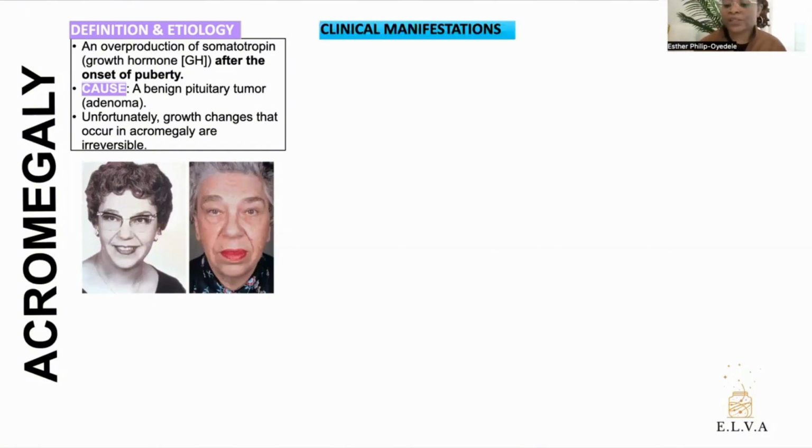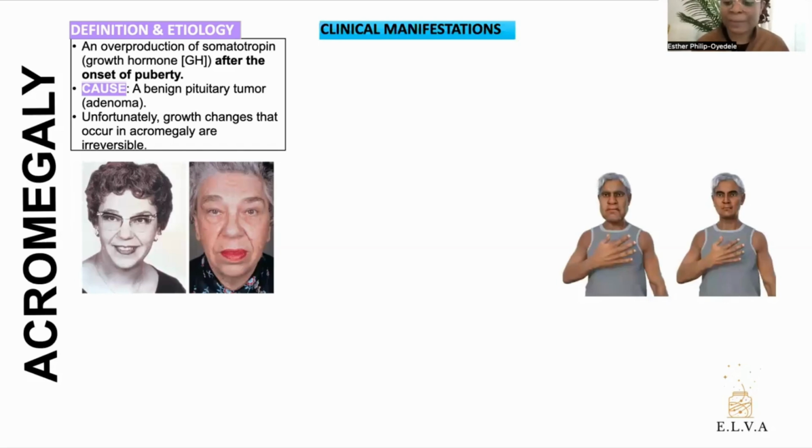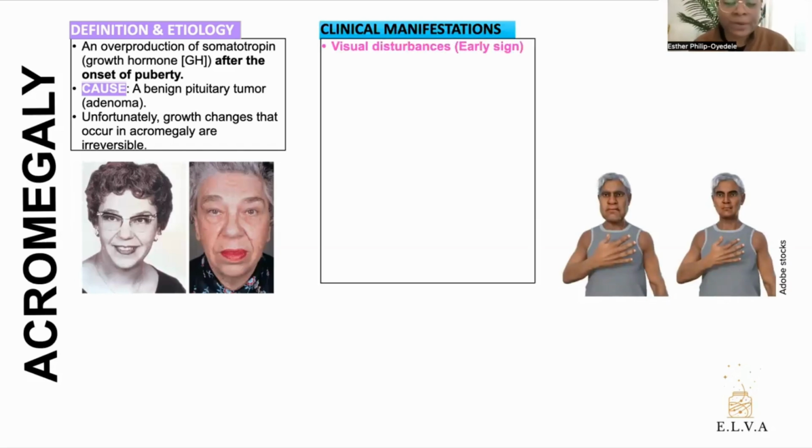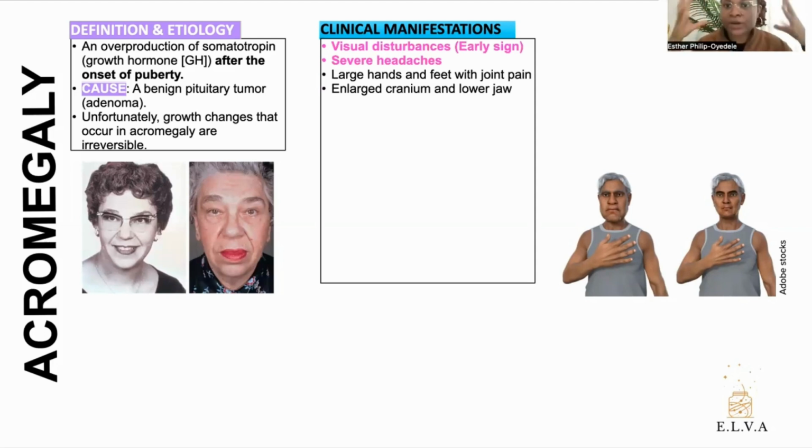Now, let's talk about some clinical manifestations, which some of them I've already mentioned in this picture. So some of these patients start to have some visual disturbances. They have some headaches, their hands are larger, their feet are large, and it comes with joint pain. So one of the big things we want to take care of with this patient is that pain, all right? It really hurts. Their head gets bigger, their jaw gets more enlarged and protrudes.